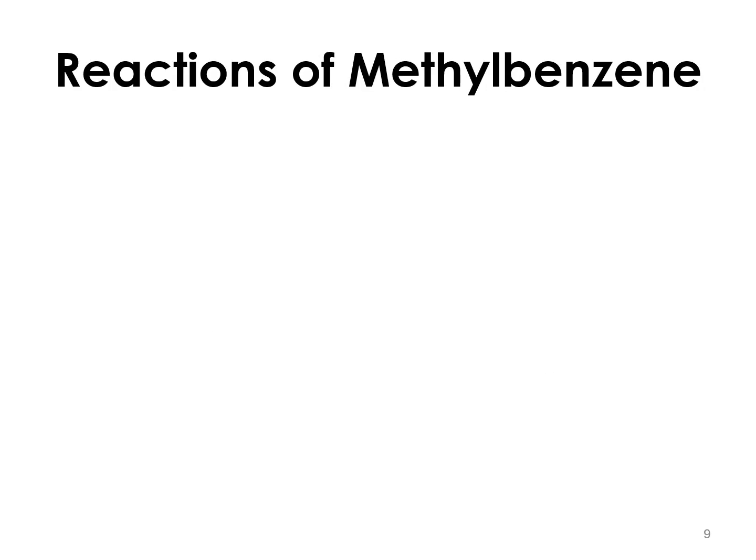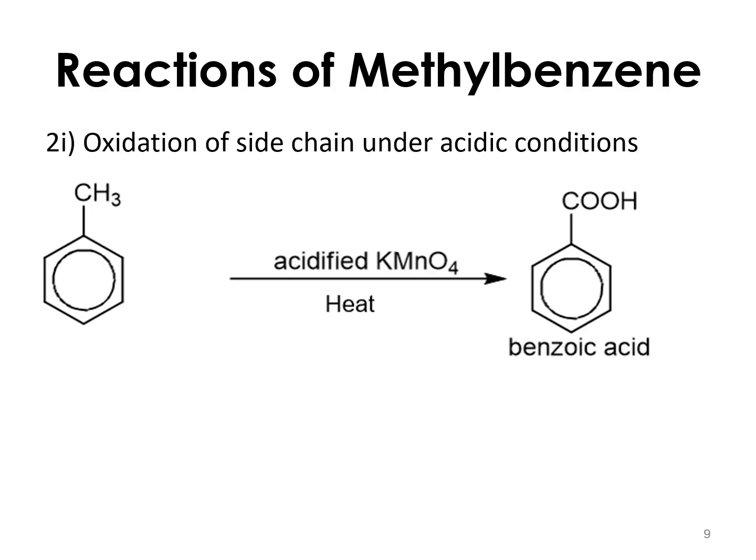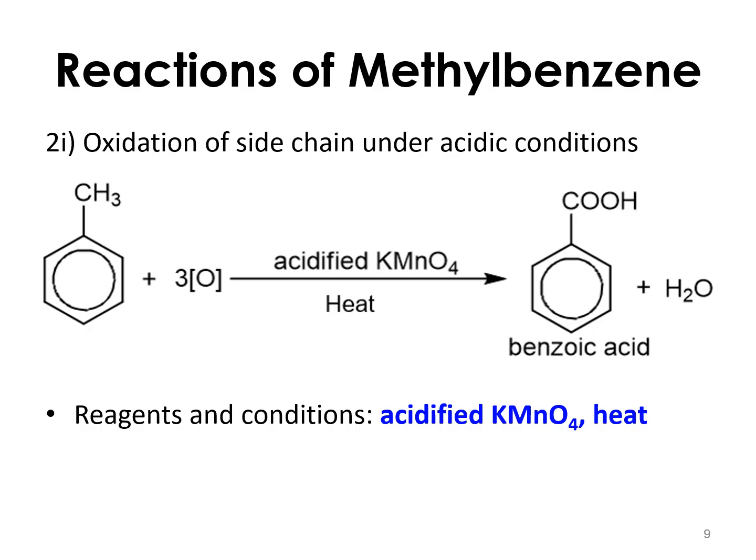The other side chain reaction of methylbenzene will be oxidation. Under acidic conditions, benzoic acid and water are formed. So to balance the equation, you will need to account for the oxygen that is added for oxidation. The square bracket O can be used to represent all the oxygen atoms that are supplied by the oxidizing agent. The reagents and conditions for this reaction are acidified KMnO4, heat. Sulfuric acid is used as the acidifying agent, as it does not lead to any side reactions with KMnO4.